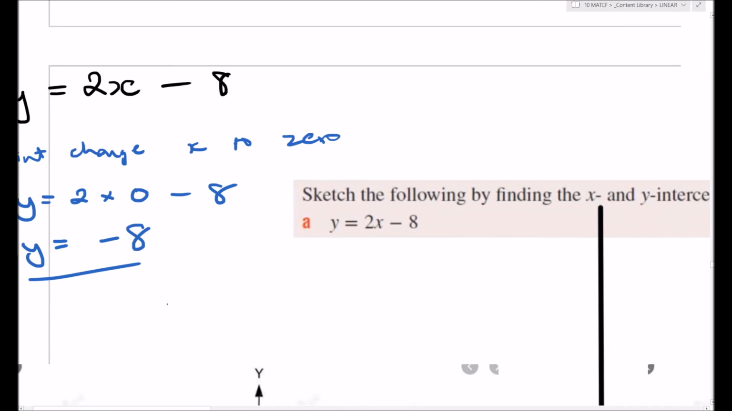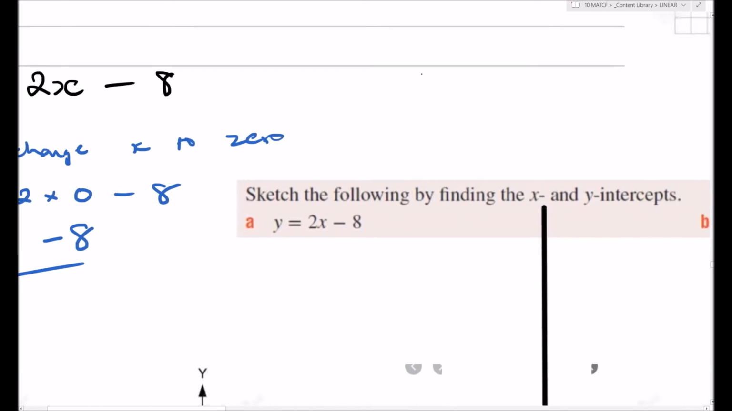Easy. Now for the x-intercept, it's slightly different, but similar principle. For the x-intercept, change y to 0. So for the x-intercept, you want to change y.